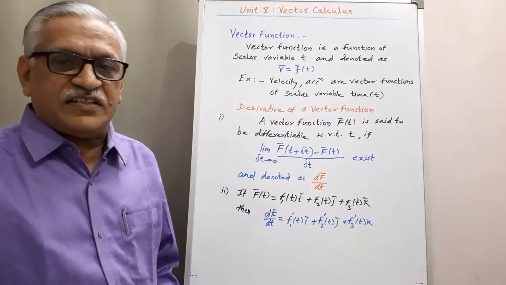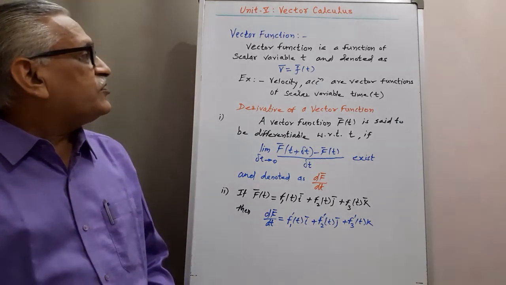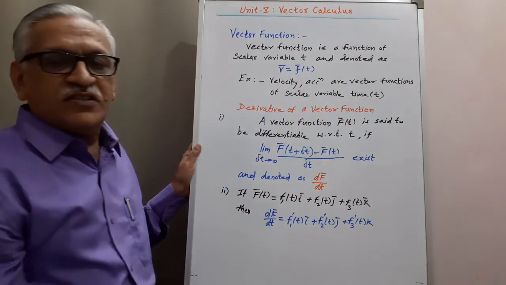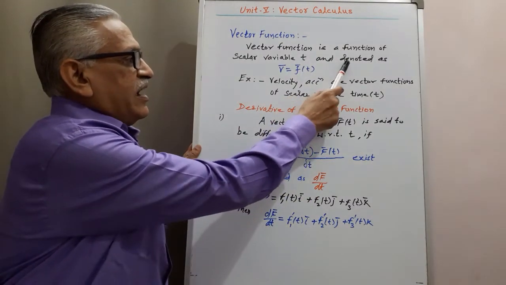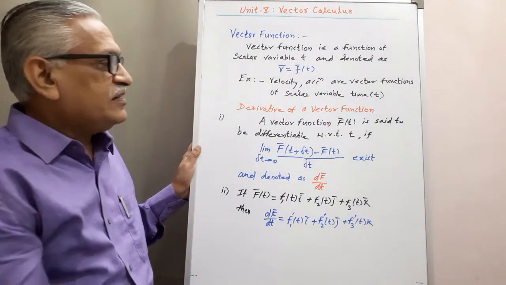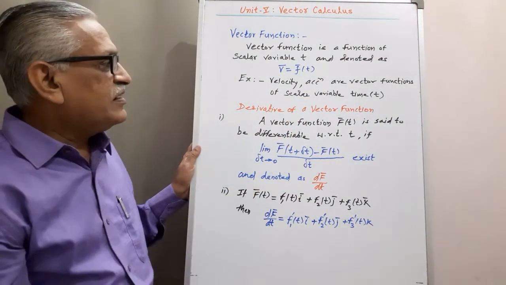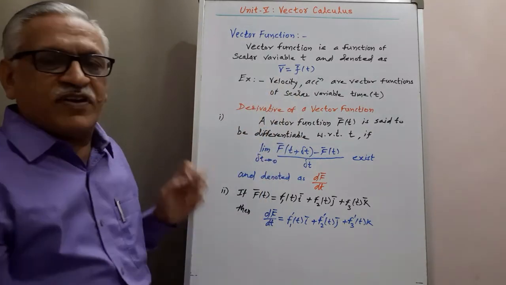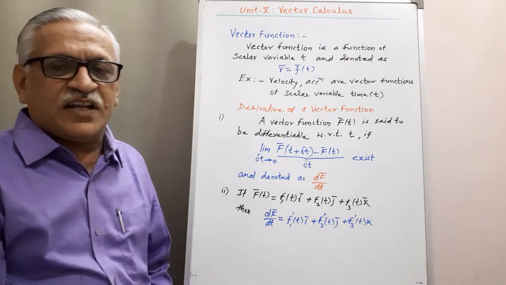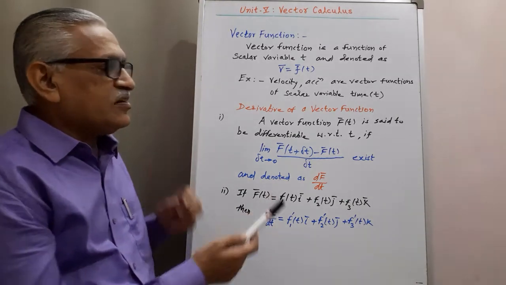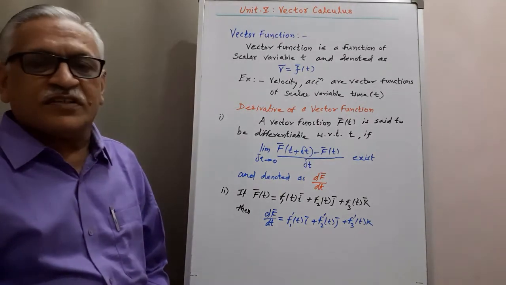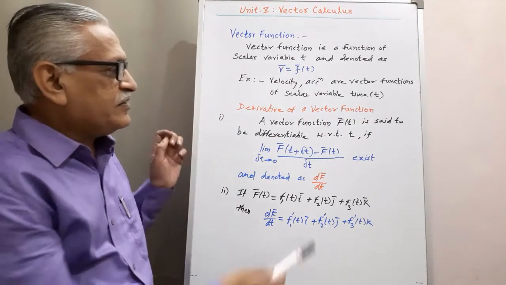After revision of vector algebra, next we have to define a vector function. A vector function is a function of a scalar variable t, and it is denoted by v bar equals f of t, or f bar of t, where t is any scalar variable. For example, velocity is a function of the scalar variable time t. Acceleration is another example of a vector function. It is also a function of time t.